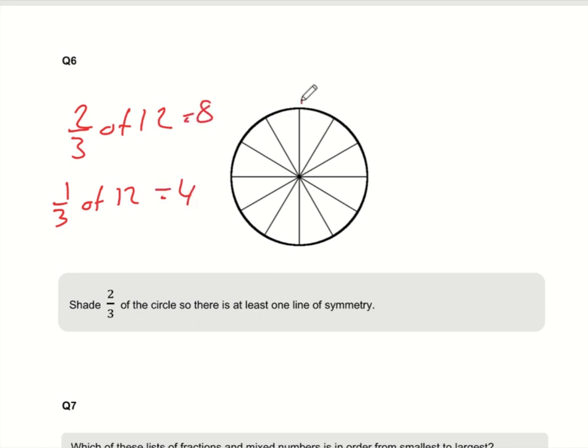So if I make this line down the middle be the line of symmetry, then I'll make sure I shade in an equal number on each side. So it's 1, 2, 3, 4, 5, 6, 7, 8, and one line of symmetry is at least 1, so that's no problem.